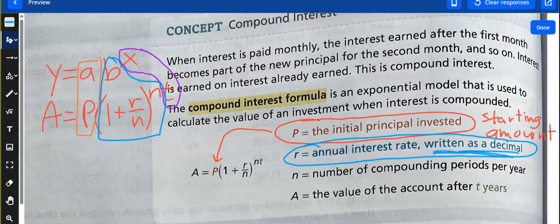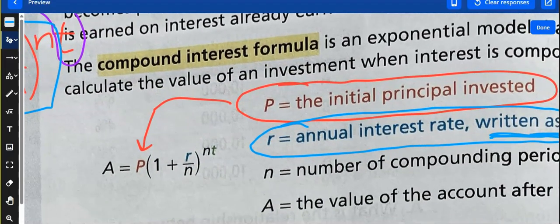If you've got 6%, don't you dare put 6 in there for R. You have to convert it. You're going to be looking for things like 0.06. If you truly put 6 in there for R, your number will be huge. Because you're going to be multiplying your money by 6 times every year, which would be fantastic, right?